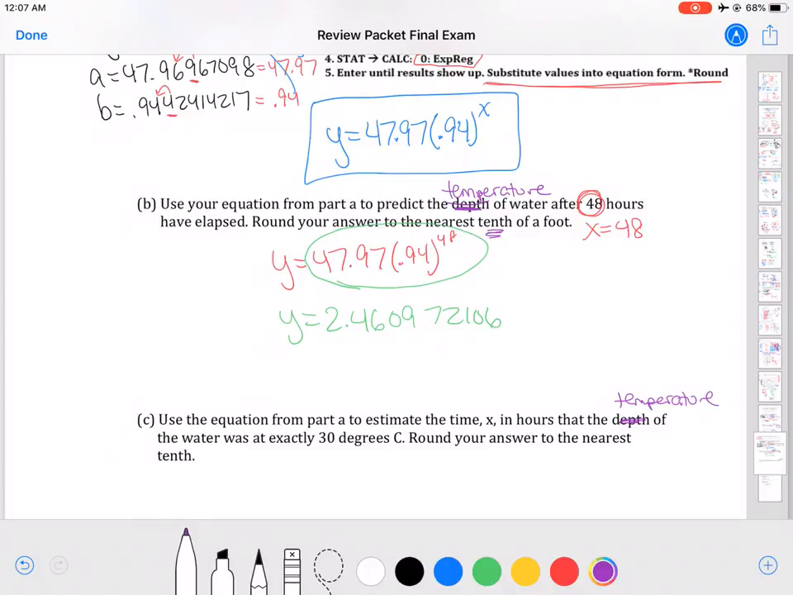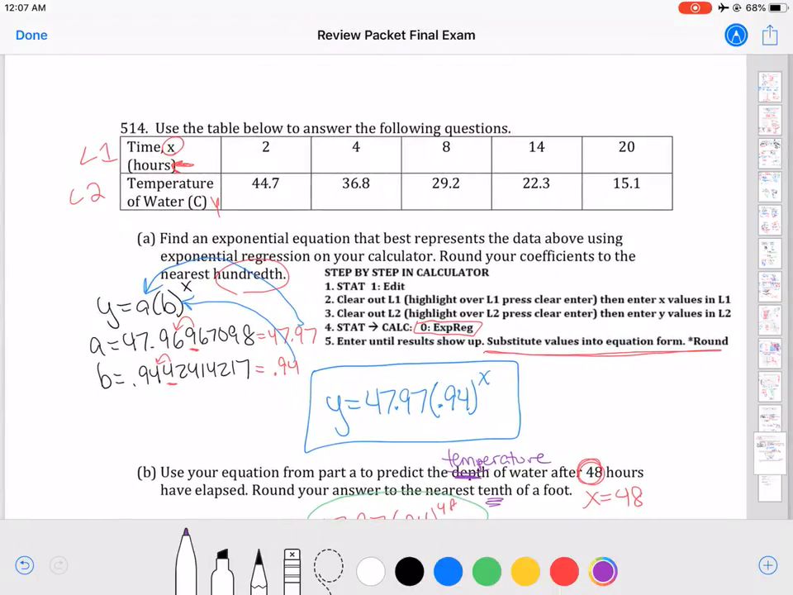When I round that to the nearest tenth, that is 1 digit after the decimal point, but I have to look at that second digit to see if it'll bump that up. 6 does bump 4 up, so it's going to be 2.5, and we were talking about feet, so 2.5 feet after 48 hours.